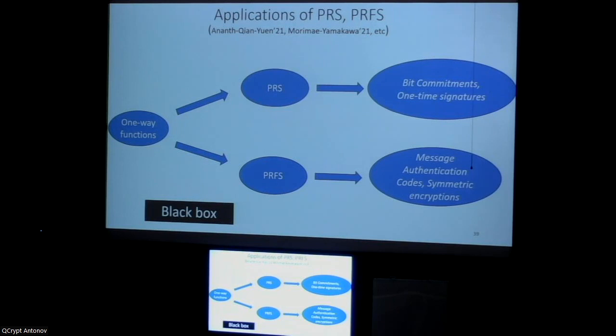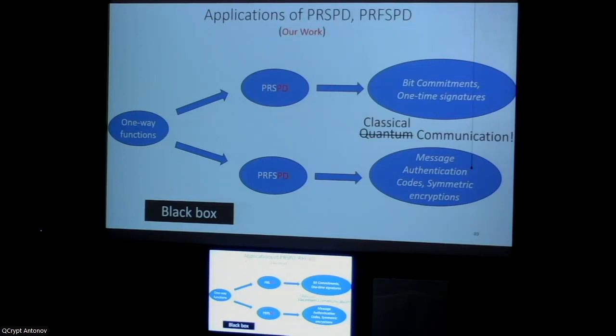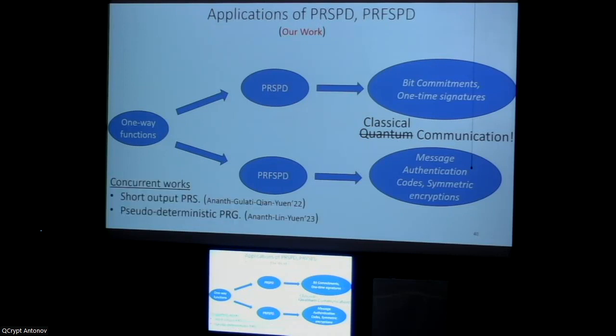But a point to be noted here is that all these primitives require quantum communication, and the question is, are they really necessary? So what we managed to show is that you can dequantize these applications in the sense of communication. So you don't need quantum communication. All you need is just classical communication, as long as you're using proof of destruction with your pseudo-random object. And this was also studied using other extensions of pseudo-random states, such as the short output PRS.